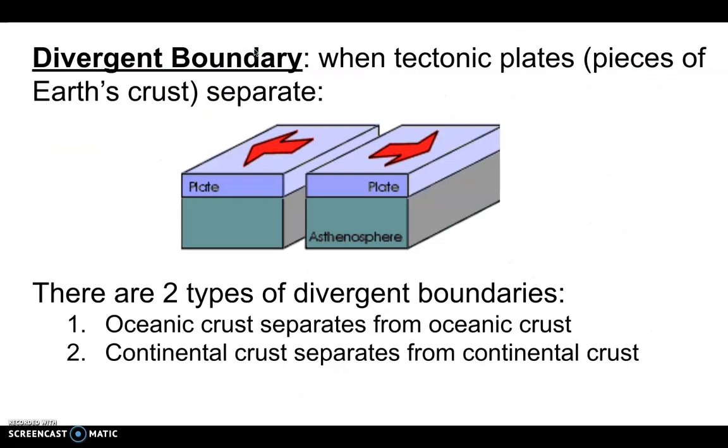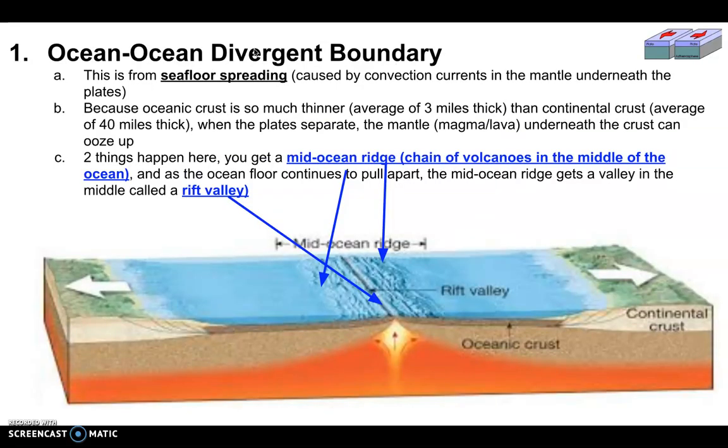We'll start this week with divergent boundaries. To diverge means to divide or separate. When tectonic plates or pieces of the Earth's crust separate, this is a divergent boundary. And there's two types of divergent boundaries. You can have oceanic crust separate from oceanic crust, or you can have continental crust separate from continental crust. We'll first look at an ocean-ocean divergent boundary.